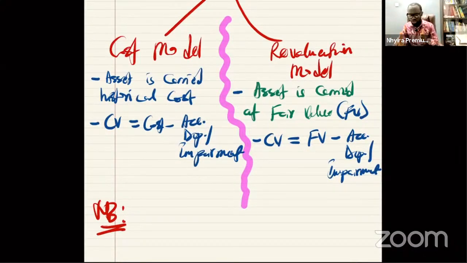So that is what you need to understand when it comes to dealing with the issue about the cost model and then the revaluation model. Now, throughout this discussion under the subsequent measurement, we are seeing that two things are popping up: impairment and depreciation. So let's spend some time real quick.